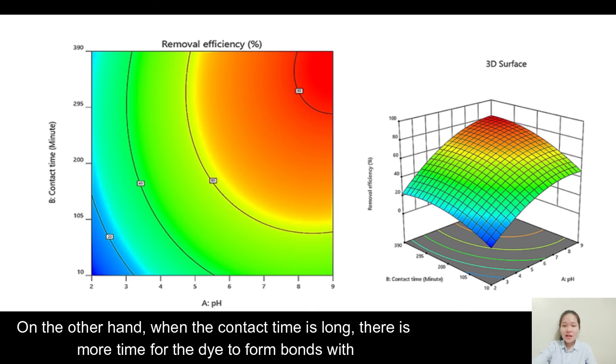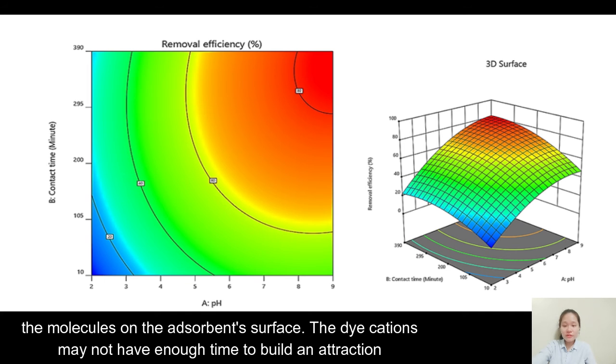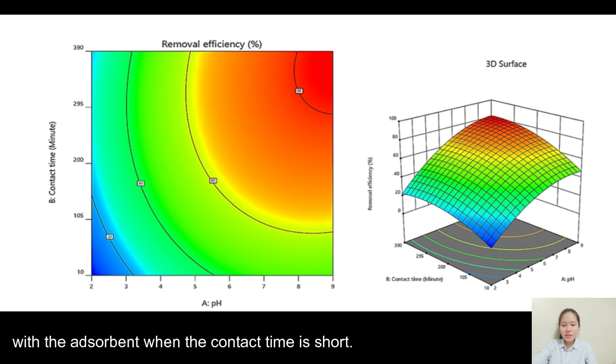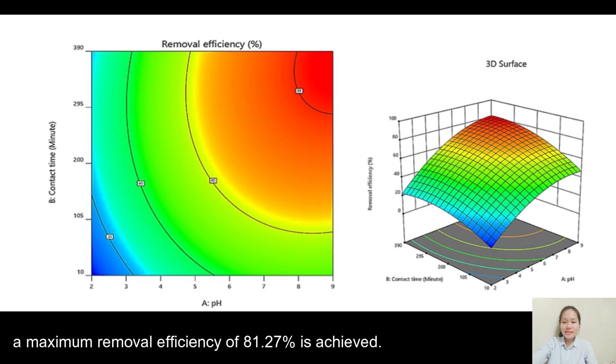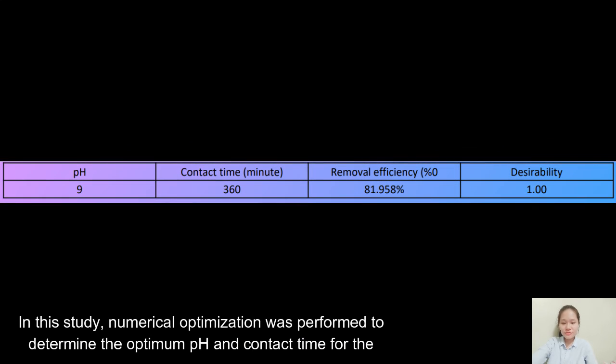On the other hand, when the contact time is long, there is more time for the dyes to form bonds with the molecules on the adsorbent surface. The dications may not have enough time to build an attraction with the adsorbents when the contact time is short. As time proceeds, the available adsorption sites are saturated with the dye molecule at a maximum removal efficiency of 81.27% is achieved.